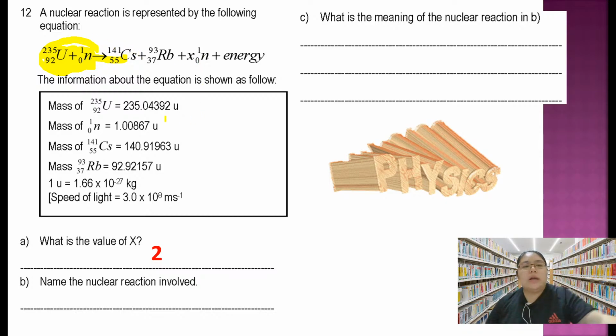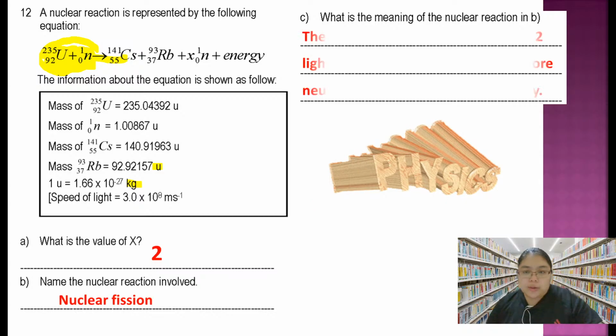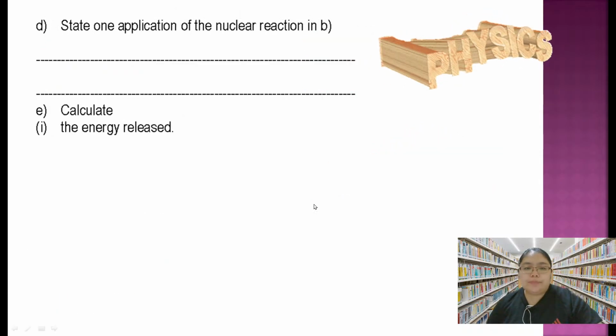One more thing to remind you: please don't cut the decimal points. Use all the decimal points. Before minus after, then you get the answer in U. Finally, you convert the U into kilograms. So you find the mass defect. After you find the mass defect, you need to find the energy. Energy E equals mc squared. So from here, I hope you are finished.